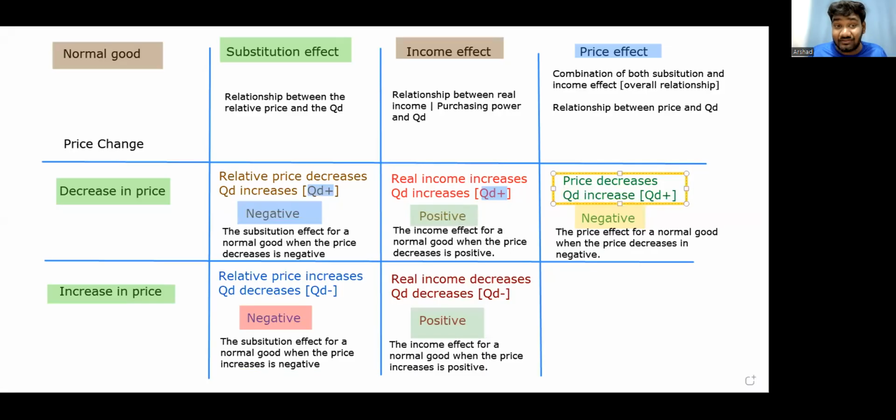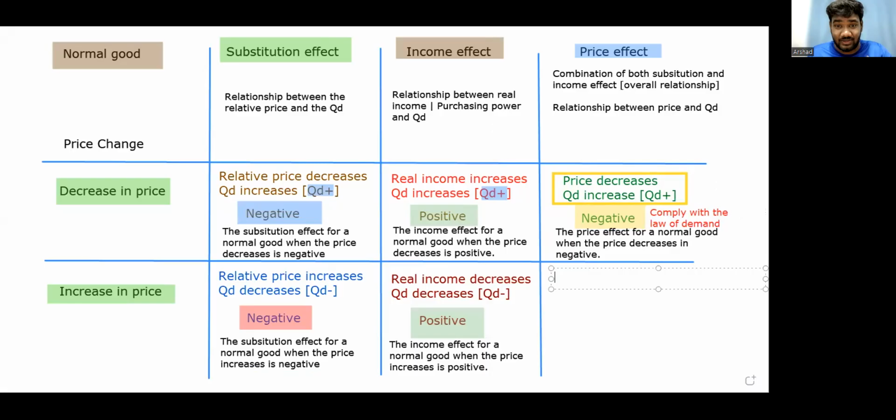So if you have a negative price effect, what does that mean? It means you comply with the law of demand. That means you are agreeing with the law of demand. So a normal good complies with the law of demand. It agrees or works according to the law of demand. Then we'll go to the last one.